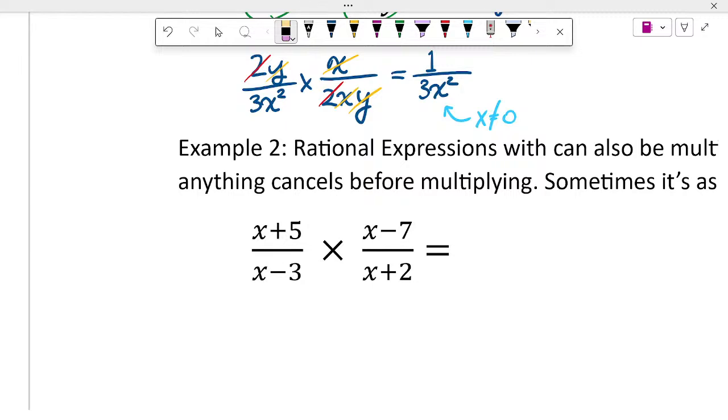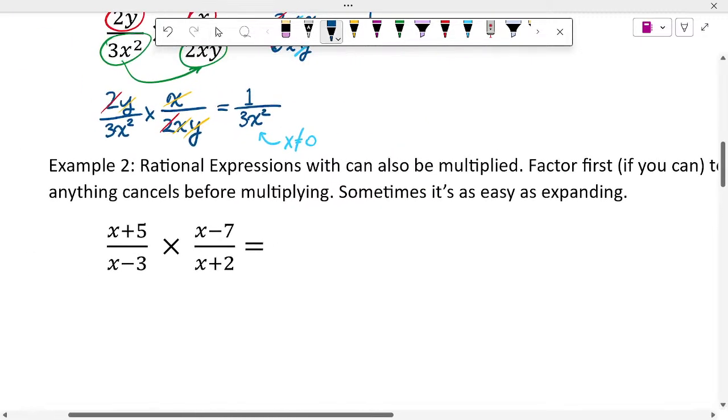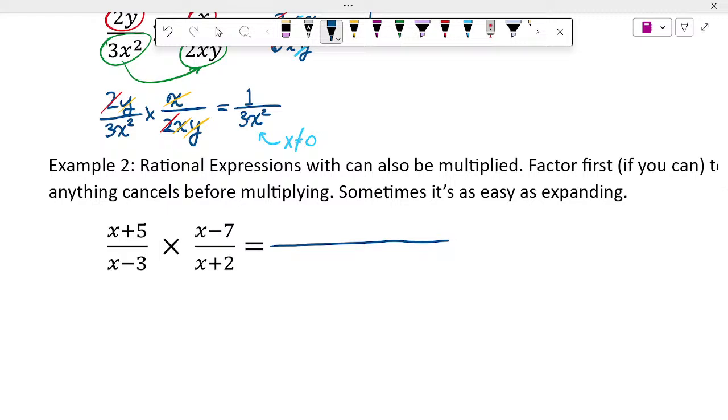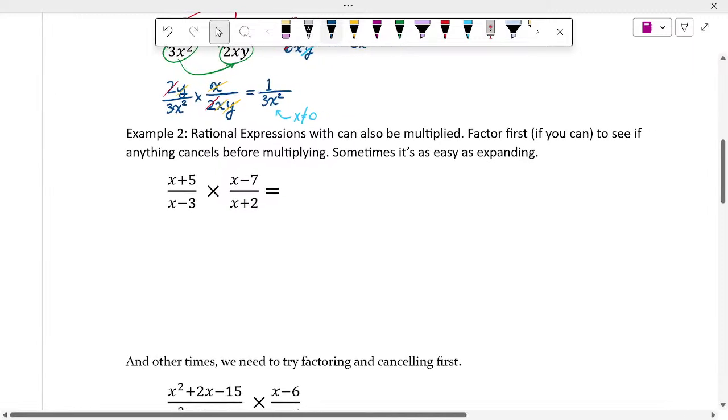So you're not going to get any canceling on here. This is just going to be expanding. All I want you to do is expand. Because we do numerator times numerator, and denominator times denominator. So you can do that. Split these two apart.